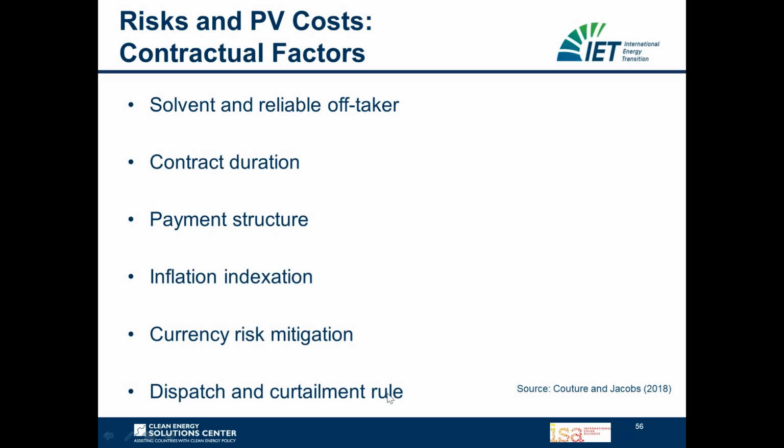And as mentioned before as well, dispatch and curtailment rules. So what happens if 1 kilowatt hour that I produce with my solar PV plant will not be bought because there are certain grid constraints? So regulations on what happens then. Will I be compensated for this? Will I be fully compensated for this? Will I only be partially compensated for this? This will more and more affect also the bankability of solar PV projects in the future.